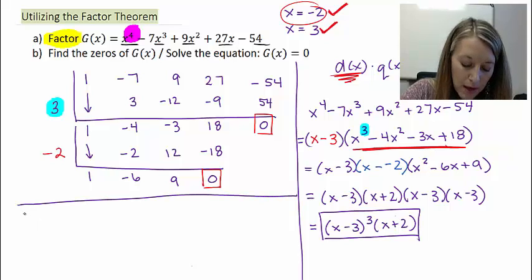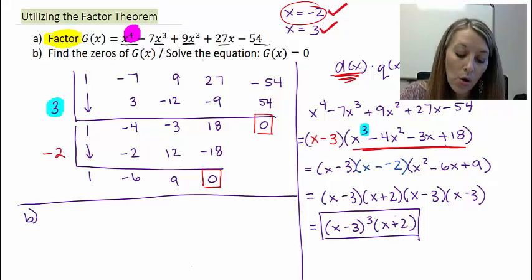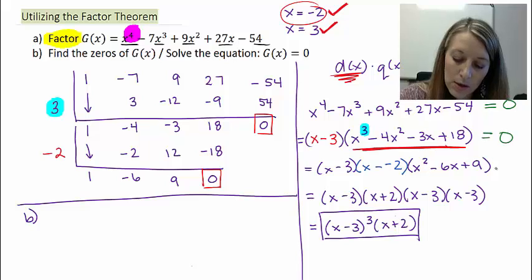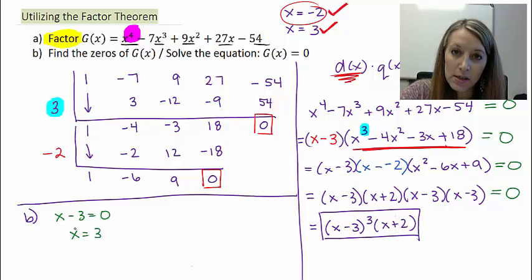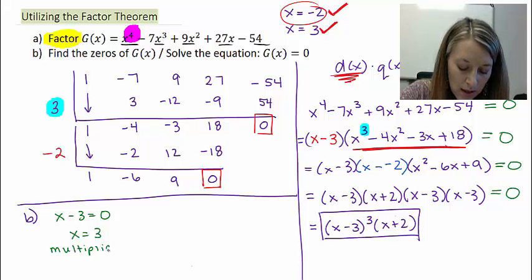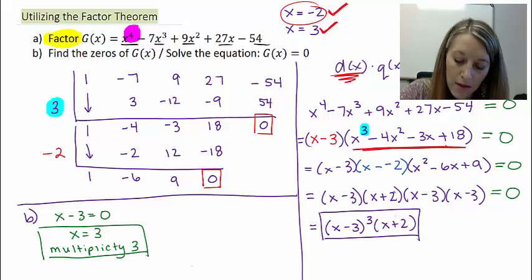Now, in part B, it asks us to find the zeros, or to solve the equation when our function was equal to 0. Well, we can do that by just setting each factor of this function equal to 0. I'm going to take it from this step here. I have x minus 3 equal to 0, and in fact, I have that 3 times, so 3 is a solution 3 times. So x equals 3, with multiplicity 3, meaning that answer is an answer 3 times. My other factor was x plus 2 equals 0, so that gives me the solution of x equals negative 2.